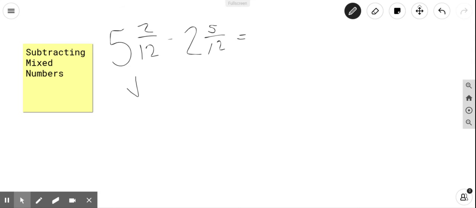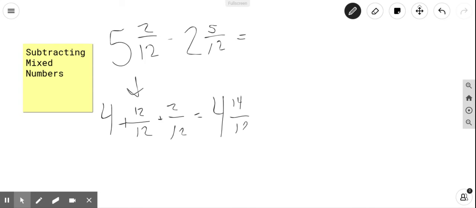So we have to borrow and change this first fraction. Our 5 becomes a 4. We pull out the fraction equivalent of one whole. So you see that 4 plus the 12/12 is what we get. That's our 5. And then we have to add the 2/12 back in. So our total here is 4 and 14/12, which is an improper fraction, but now we can subtract this number.